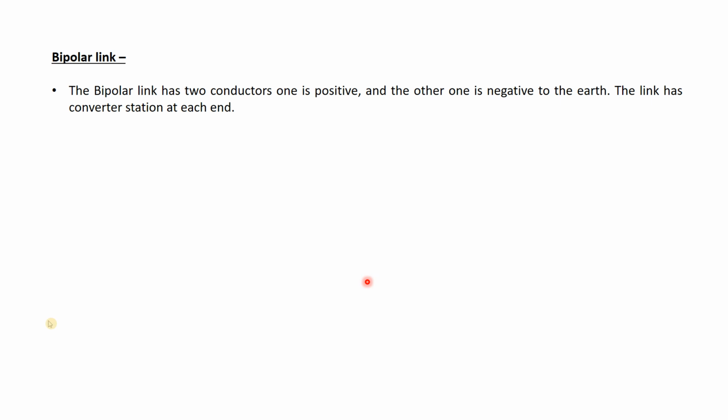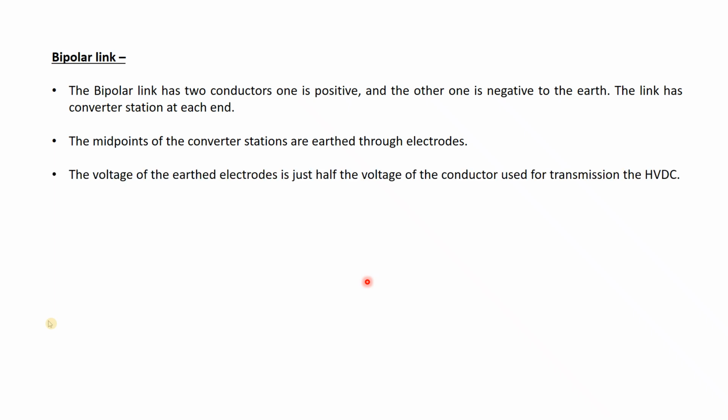Now we have the bipolar link also. In the bipolar link, it uses two conductors. One is positive and the other one is negative to ground. The link has the converter station at each end. So the midpoints of the converter stations are earthed through electrodes, because earthing is also very much required.